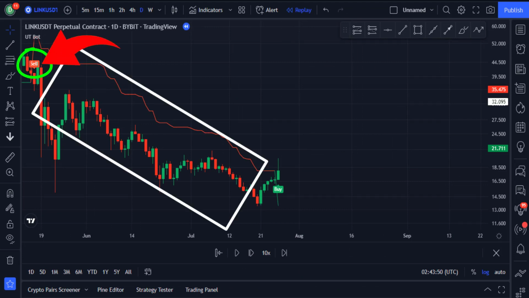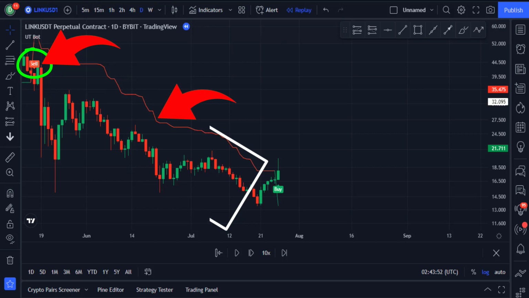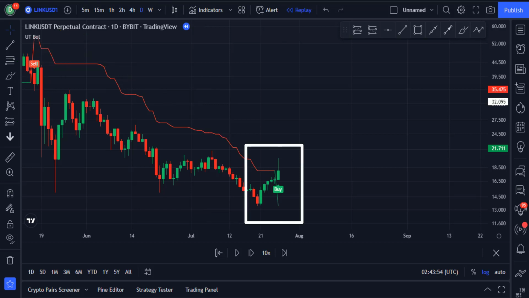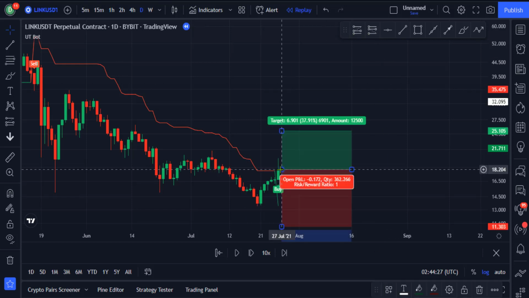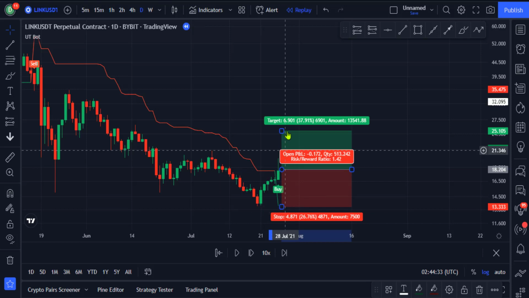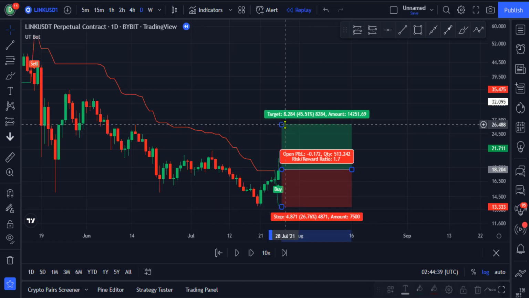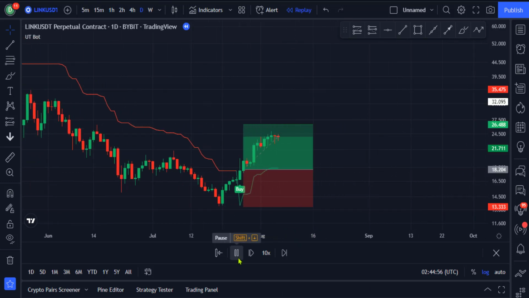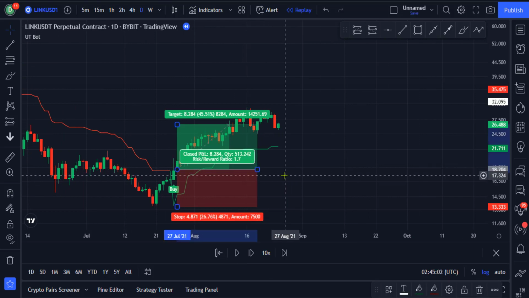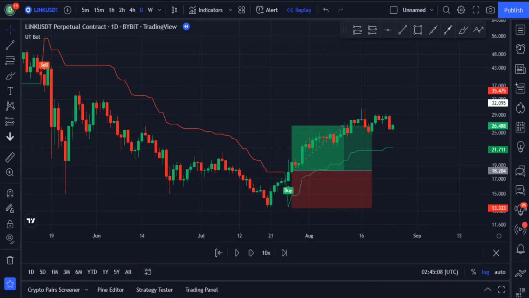For example, here on the chart, you can see that the price has been moving downwards because of this sell signal that you got here, and the ATR band is all red. When the price reached this point, you got this buy signal, and the ATR band changed to blue. Then you could have placed a long trade like this at the close of this candle, and set your stop loss at this low, and target 1.7 risk to reward ratio. If you press the replay button, you can see that the price would have reached your profit target. Now, let's explain the third indicator.